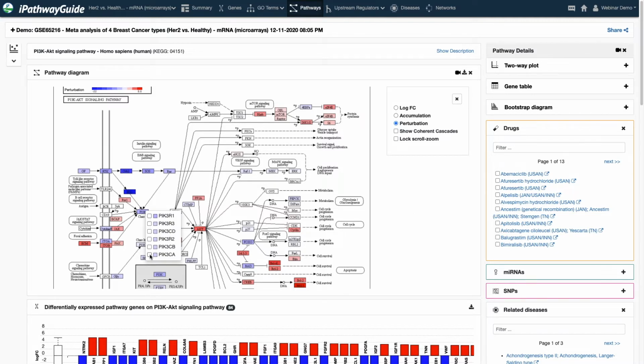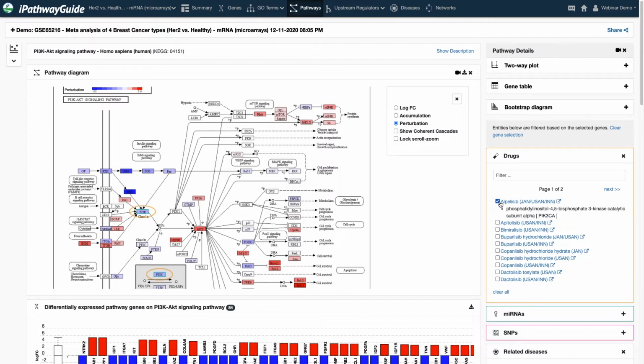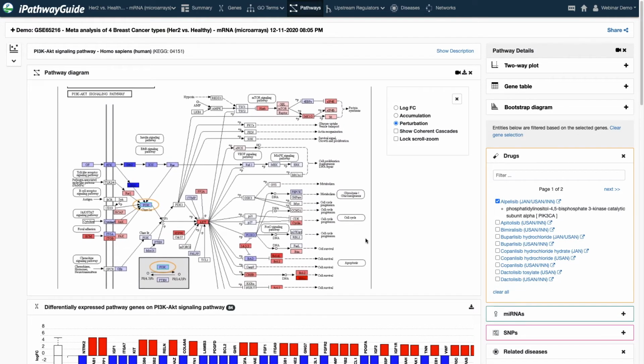So we could select Pixary, for example, and yes, there are drugs that target this gene. And when I select them, their targets are highlighted here. So you can find reagents essentially doing things like this. Okay, we're gonna go back. There's a ton more you can do here, but let's keep it moving.